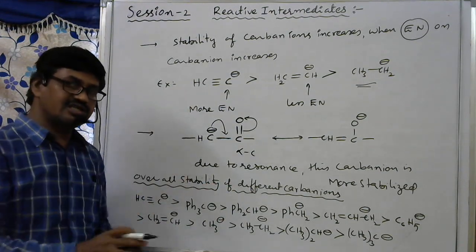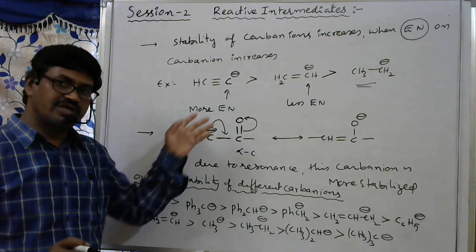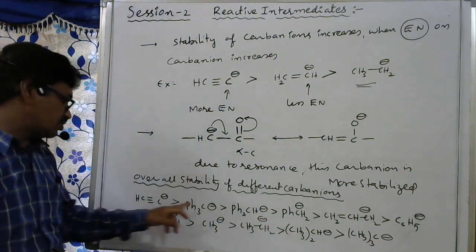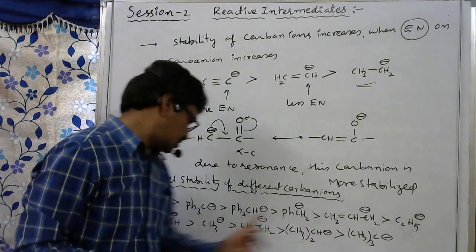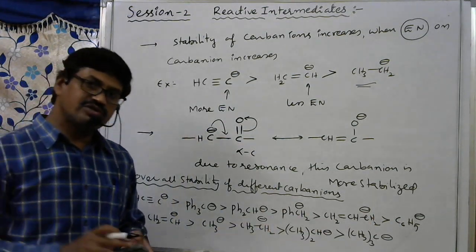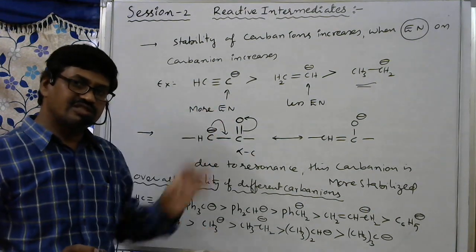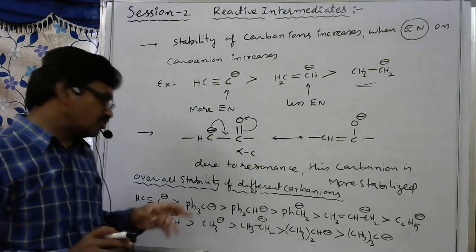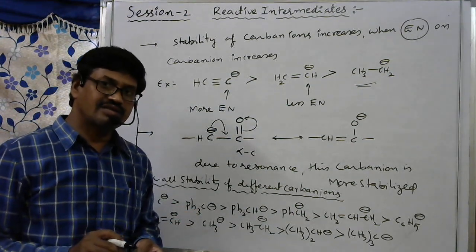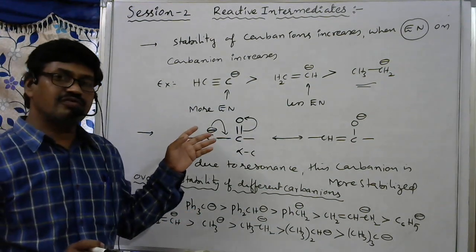All those reasons we have just discussed, we have to apply those concepts on these. Then we pick. Here I have given 11, so they may include some more also. By using these concepts, we have to decide which is the more stable carbanion and which is the less stable carbanion. So this is about the stability of carbanions.